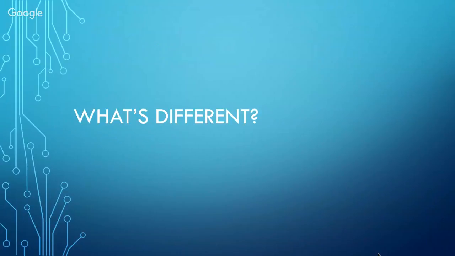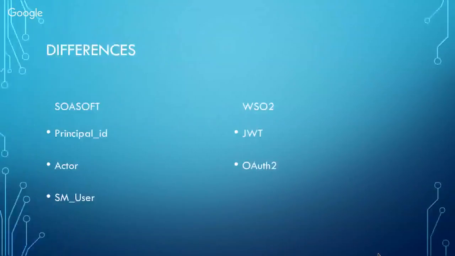So what is actually different for you as a producer between WSO2 and SOASoft? In SOA, almost all of our authorization on the back end was focused around what we refer to as the C framework headers inside of OIT. Principal ID, actor, SM user, all of those headers were received by your backend to be able to identify who was calling your service, whether it was an application, whether it was a user or an application acting for a user. You were able to identify all of those pieces of information via those headers, and then made authorization decisions based on that.